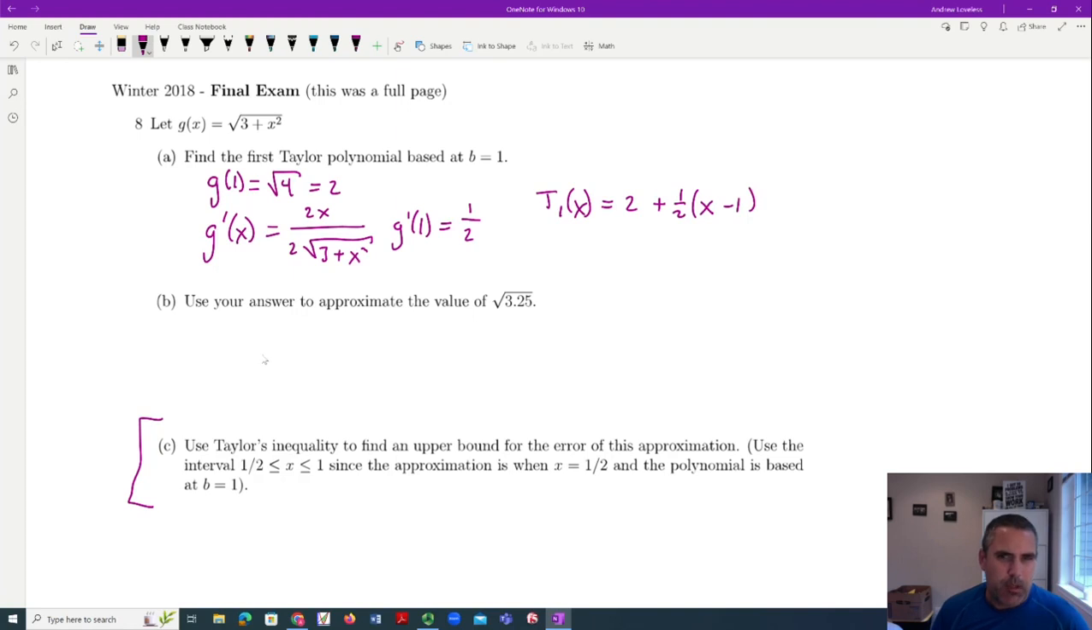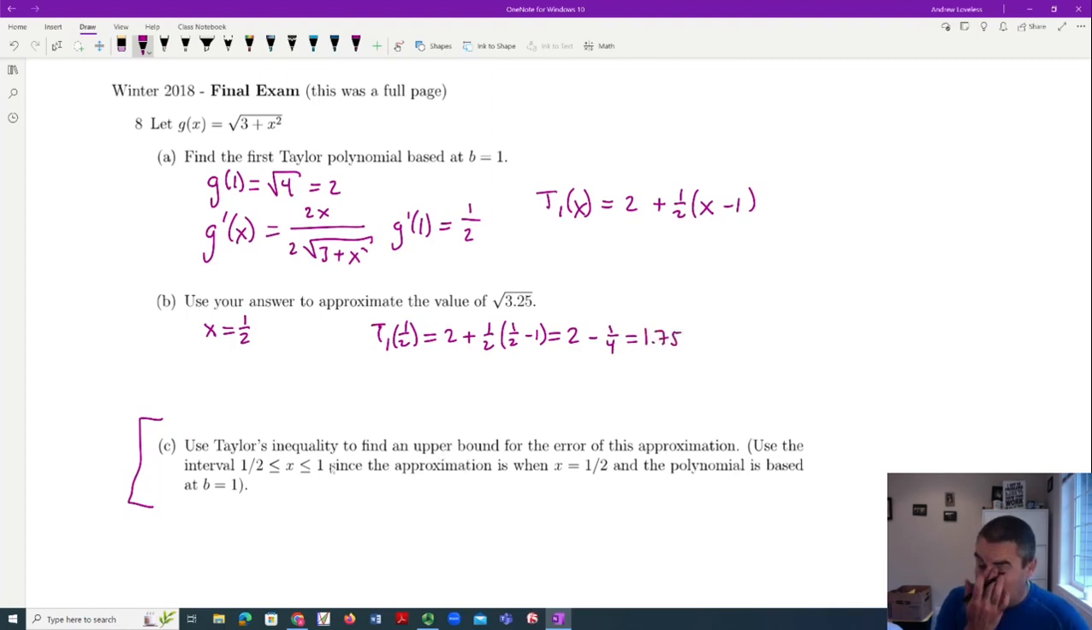It says estimate what the value of this would be. So unfortunately, I have to think a little bit about what you would have to plug in for x to make this 3.25. And I think you'd have to plug in x equals a half, because if you plug in x equals half, you would get this. So that means T1 of a half is 2 plus a half times a half minus 1. 2 minus a fourth, 1.75.